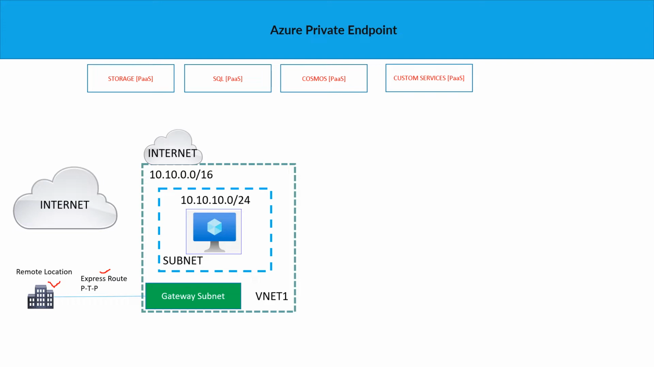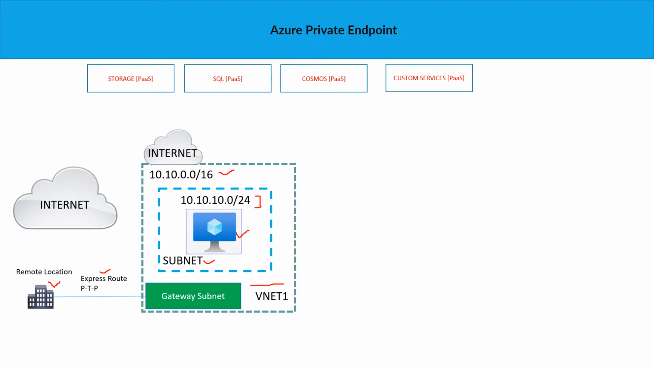So VNet is an original component, so I'm using a CIDR block, which is 10.10.0.0/16. You need to carve out a subnet to put some resources inside that particular subnet. So the subnet in this case is going to be 10.10.10.0/24. And this is a VM which I'm going to provision here. Everything is just part of VNet 1.